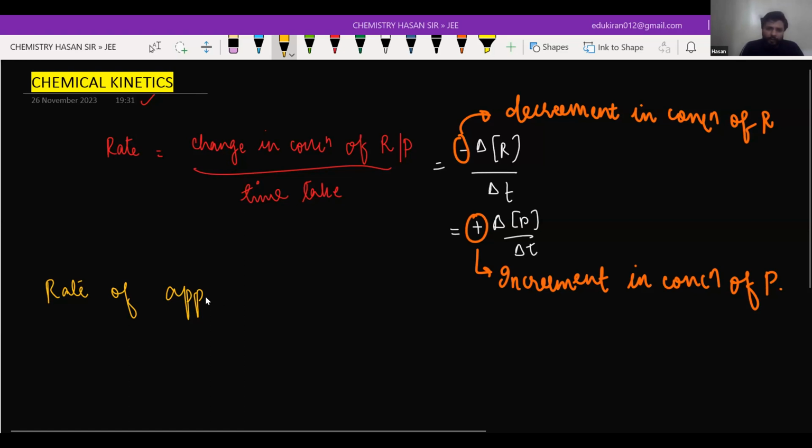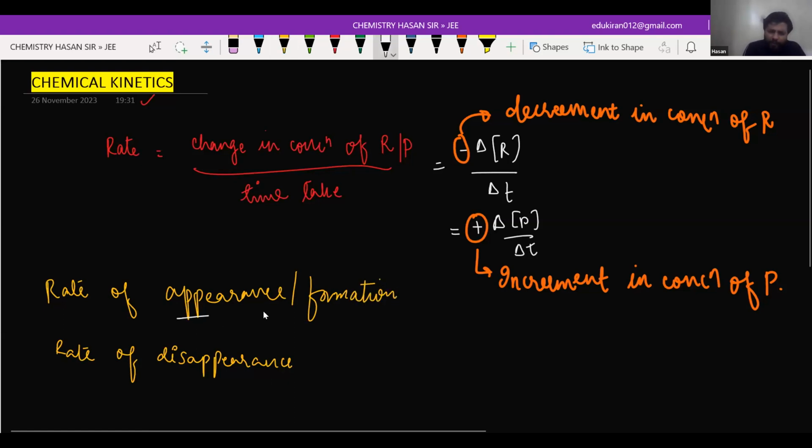I was talking about rate of appearance, and there is another term that is called rate of disappearance. Rate of appearance can also be known as formation. So from the term you can see that appearance or formation we generally use for the product, because the product will start to appear or form, and disappearance is for the reactant, right?